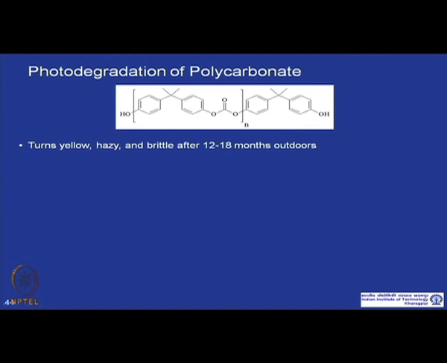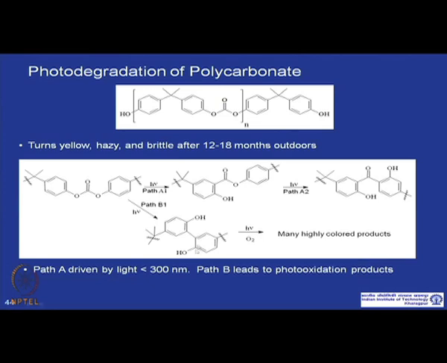Another example, photodegradation of polycarbonate. If you take BPA polycarbonate and keep it outside for 1 to 1.5 hours, it turns yellow, it becomes hazy and brittle after that time. And there are two pathways by which BPA polycarbonate, bisphenol A polycarbonate, undergoes photooxidation. These two paths are shown here.